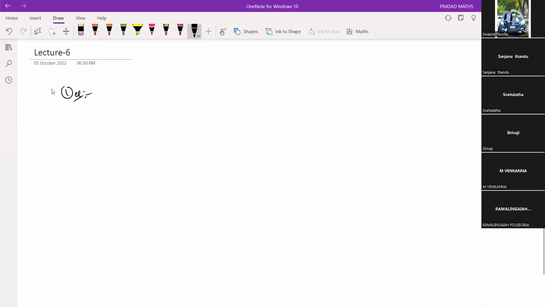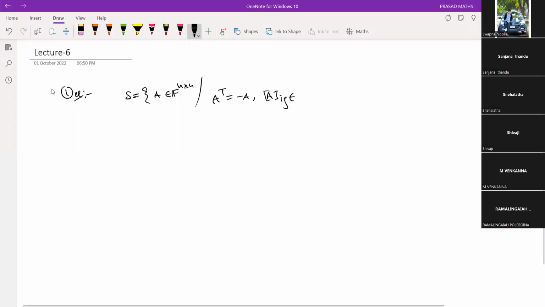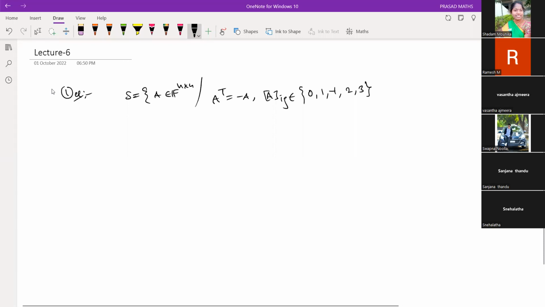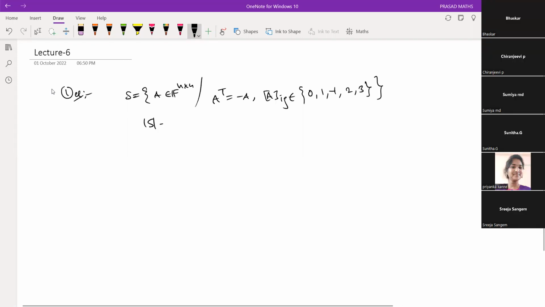Suppose my set is the set of all n cross n matrices over a field, in such a way that they are skew symmetric matrices and the entries come from 0, 1, 2, -1, 2, 3, like this. What is the cardinality of this? Anybody? What is the cardinality of this?